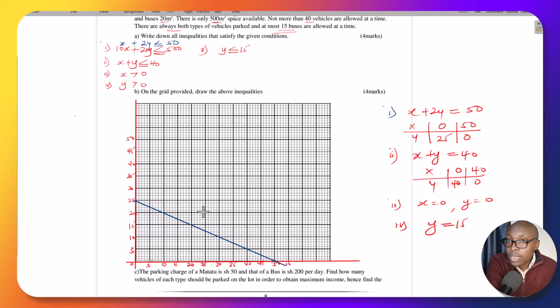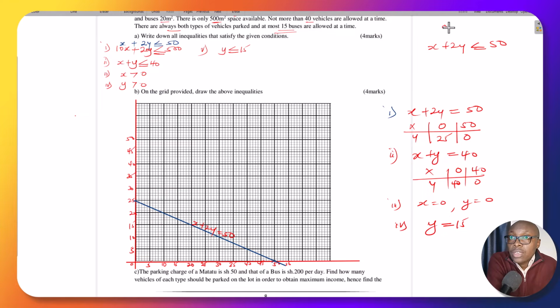So this line is x plus 2y equals 50. Now, first of all, we need to know the side that we're going to shade. So this is how we determine. Remember, the inequality for that line is x plus 2y is less than or equal to 50.